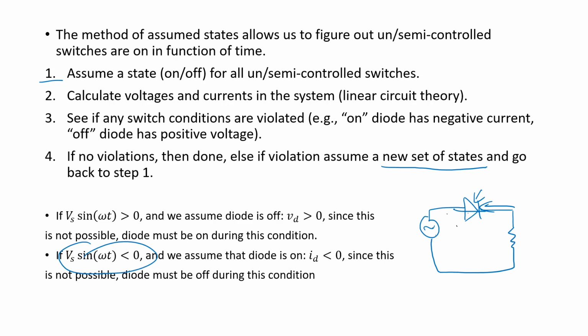You already know whether it's on or off, but this is just a way to explain the process. Sometimes you assume incorrectly, then you calculate voltage and current from linear circuit theory, and then you will see a violation on the characteristic. This is just the idea for the analysis.